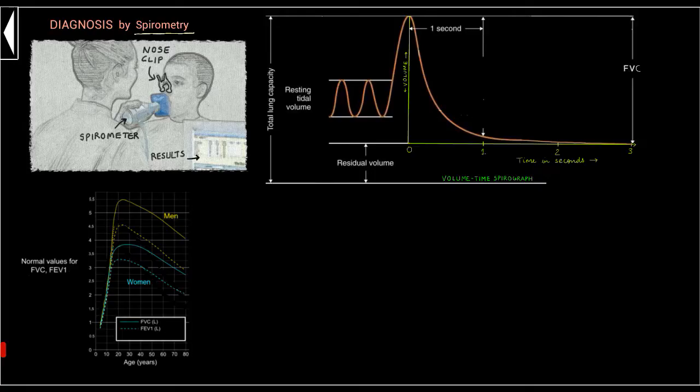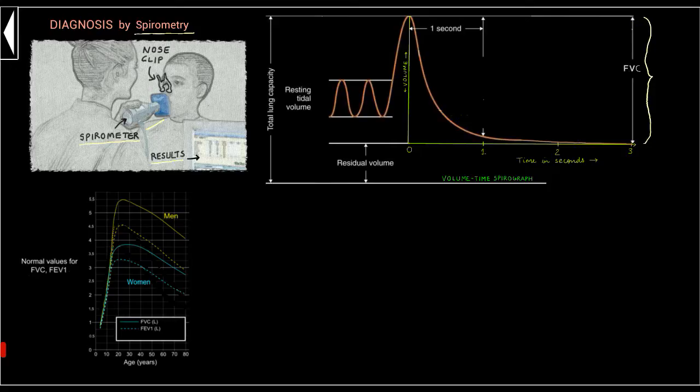This is a spirometer which measures the volume of maximum possible expiration after a maximum possible inspiration. The results are then displayed on a computer screen in text and graphic form. This is a volume time spirograph. This is a reference curve used for comparisons.